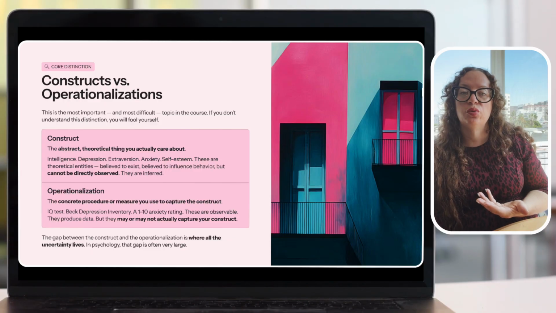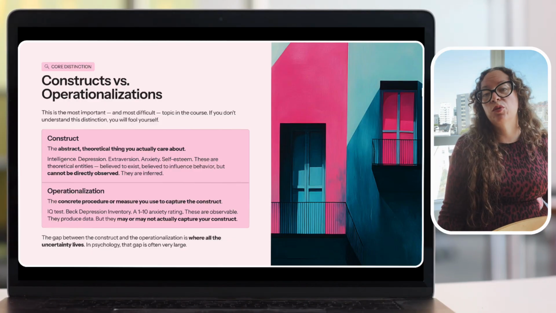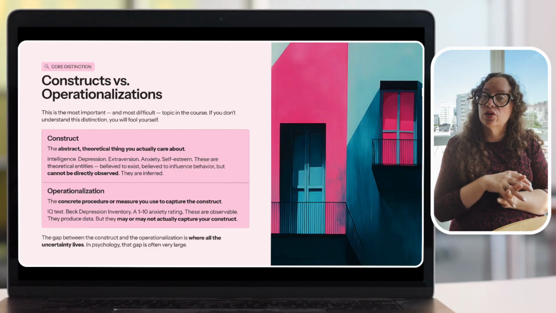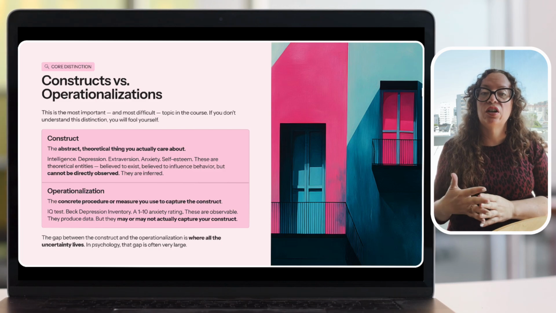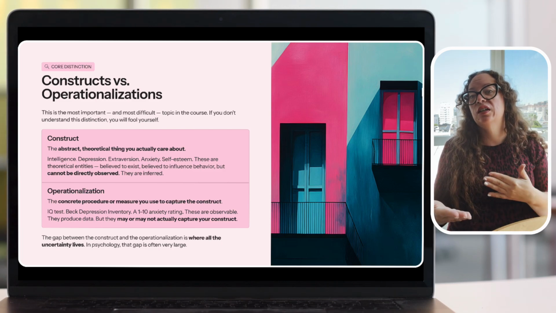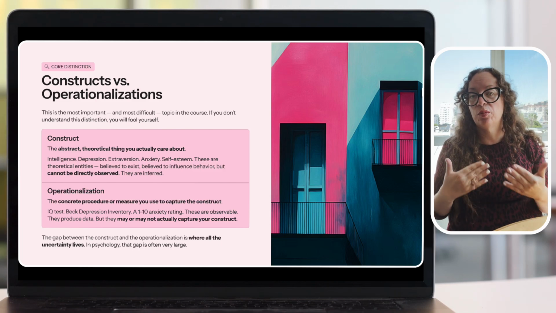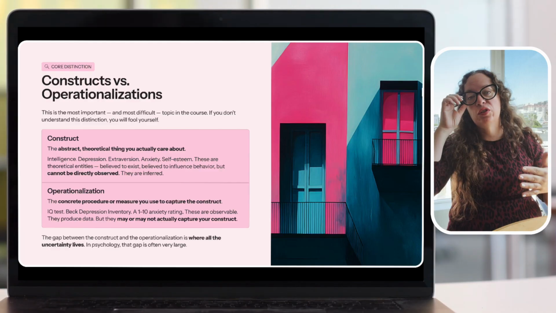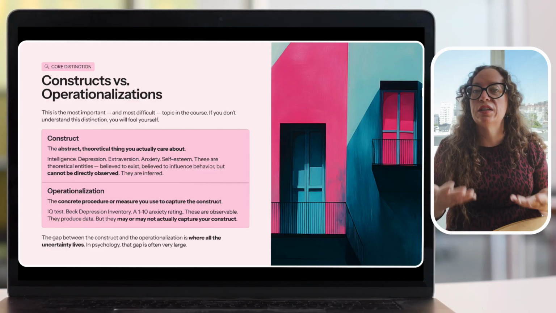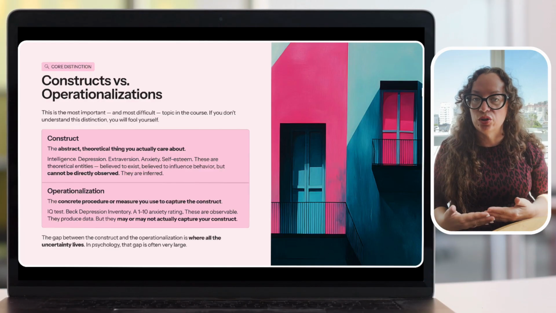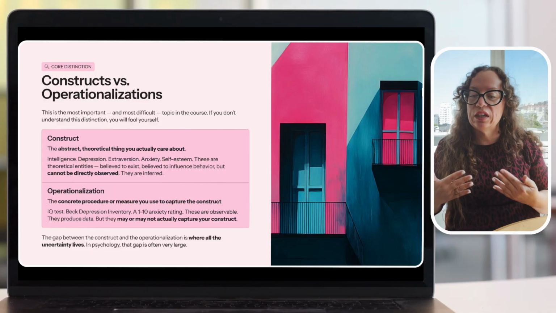Now we come to what I consider the most important and most difficult topic in this entire course. There's a distinction that you need to understand deeply, and it's the distinction between constructs and operationalizations. And if you don't understand this distinction, you'll make mistakes. You'll fool yourself. You'll draw conclusions that aren't warranted. So what is a construct?